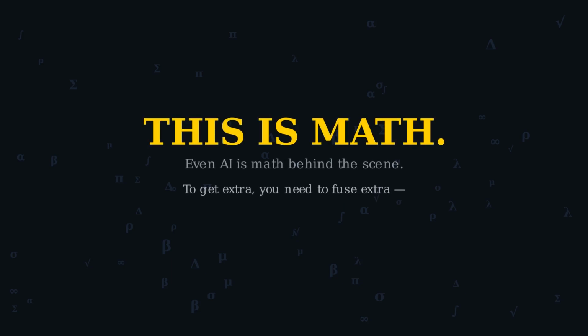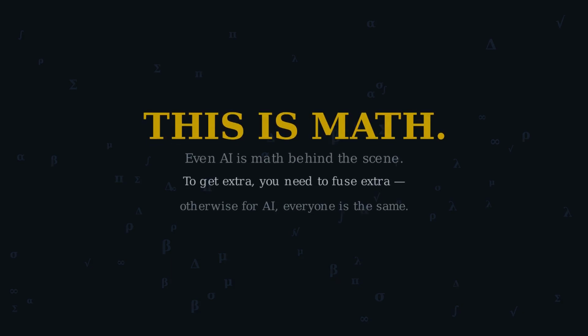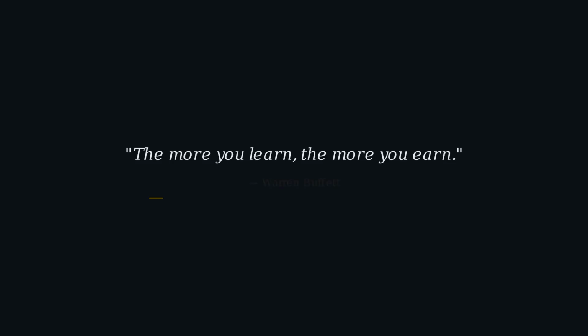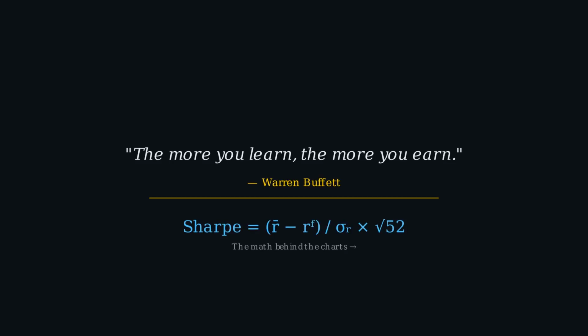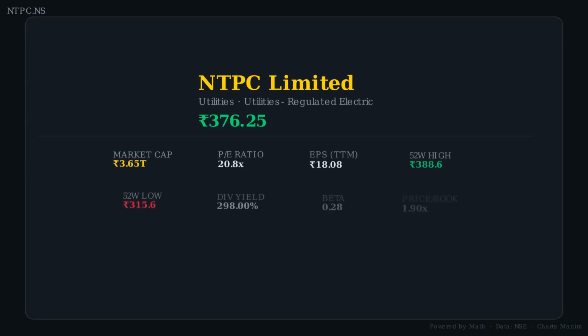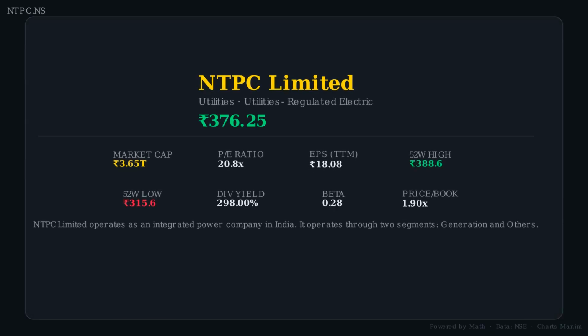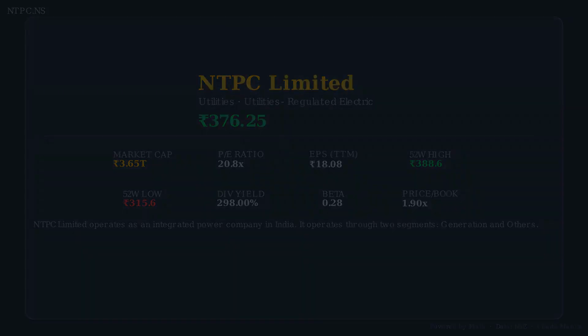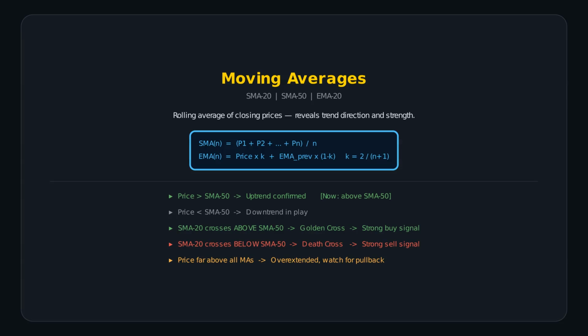This is math. Welcome to the technical analysis of NTPC Limited. NTPC.NS is a utilities company with Rs 3.6 trillion. Over the past 3 years, the stock has gained 115.1%. We will break down 4 key indicators: moving averages, Bollinger bands, RSI, and MACD, because every line on this chart is a formula. Let us start with moving averages, the foundation of trend analysis.